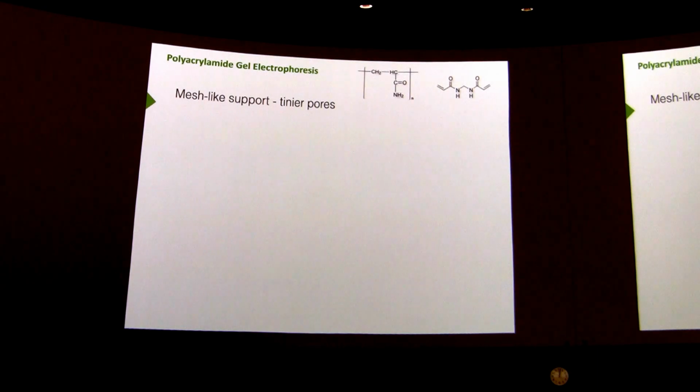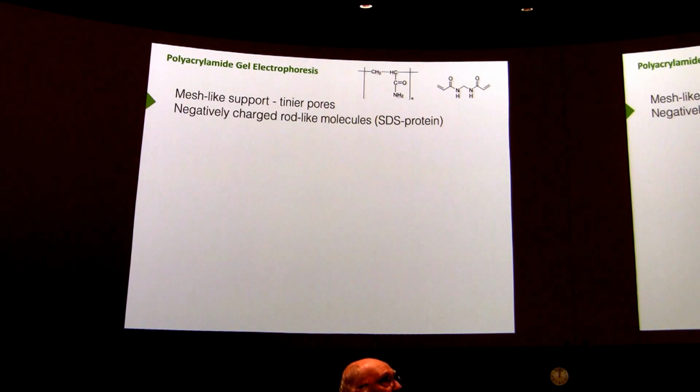We can also separate DNA by polyacrylamide gel electrophoresis, and this uses a different mesh support. It's a chemical support, polyacrylamide. So acrylamide is the repeating material. And then these acrylamide strands are cross-linked using a reagent called BIS, B-I-S. So you can see the polymer on the left. You can see the cross-linking agent on the right on the image up here.